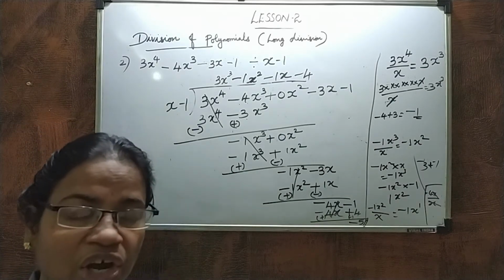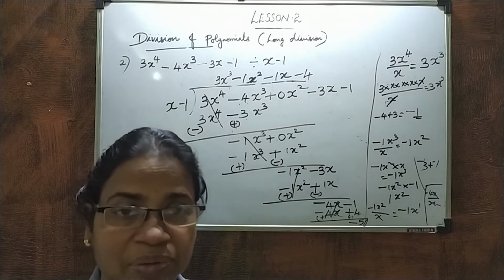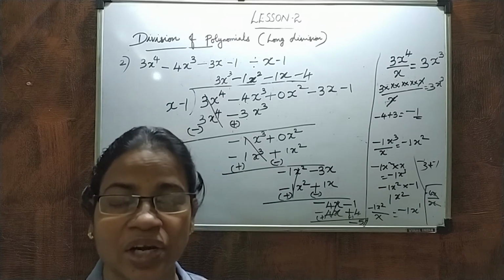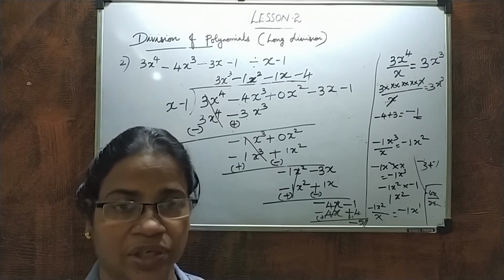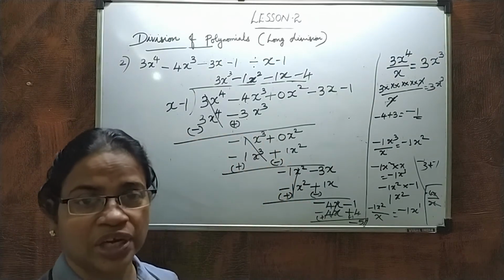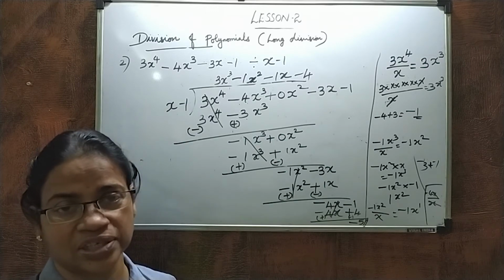Clear? The thing you have to remember always: if any term is missing, write there 0 times the variable raised to the degree which is missing, for the dividend and divisor also. Then only you will get the correct answer, otherwise if you are not writing it you won't get the correct answer.